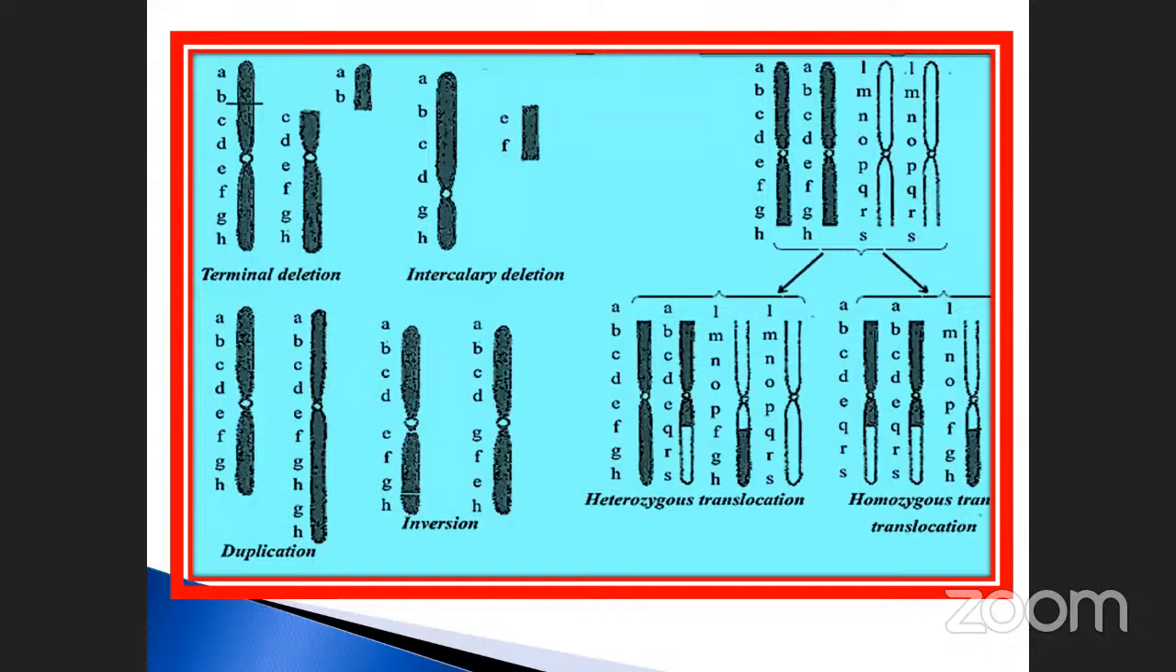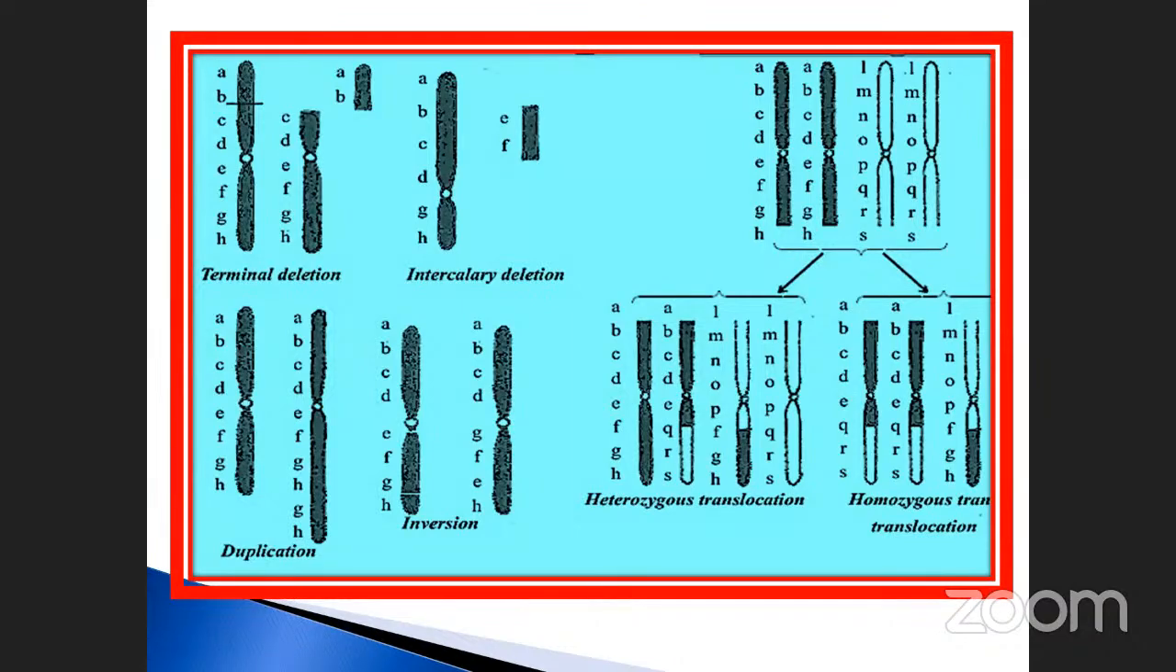Terminal means this portion is completely removed, the first one. Second one is intercalary, which means in between. Deletion means this portion is completely removed. Which portion? EF is completely removed. So this is the chromosome structure, and it can be expressed in the next generation. So removal of this portion affects some enzymes or hormones, whatever it may be.